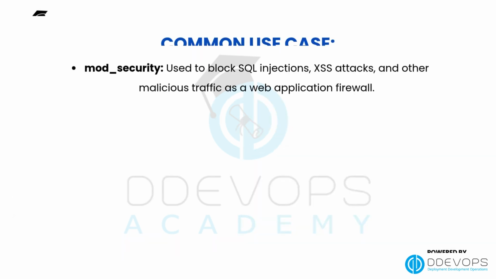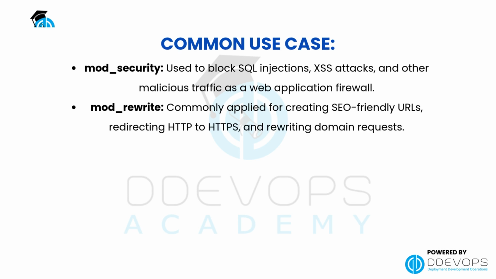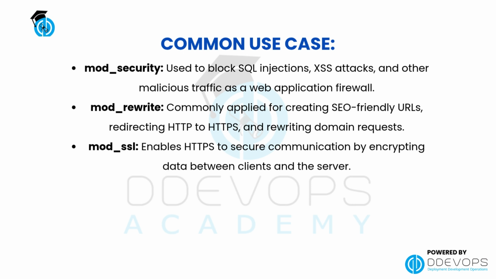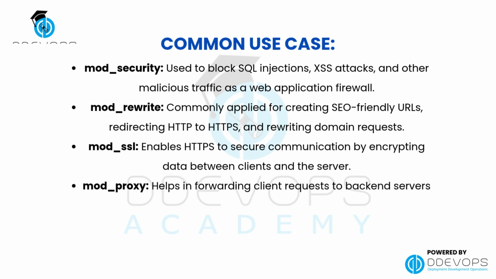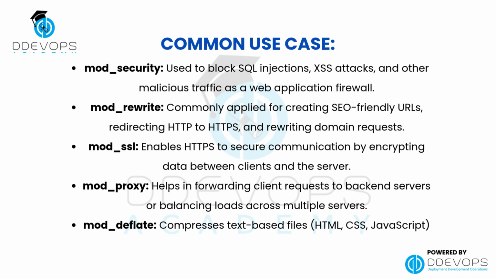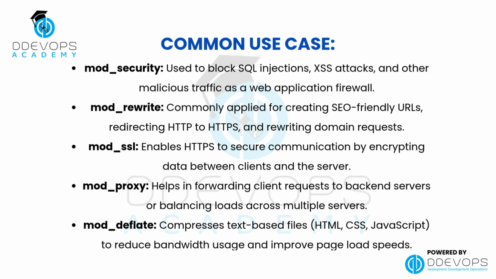Common use cases: mod_security is used to block SQL injections, XSS attacks, and other malicious traffic as a web application firewall. Mod_rewrite is commonly applied for creating SEO-friendly URLs, redirecting HTTP to HTTPS, and rewriting domain requests. Mod SSL enables HTTPS to secure communication by encrypting data between clients and the server. Mod Proxy helps in forwarding client requests to backend servers or balancing loads across multiple servers. Mod Deflate compresses text-based files, HTML, CSS, JavaScript, to reduce bandwidth usage and improve page load speeds.